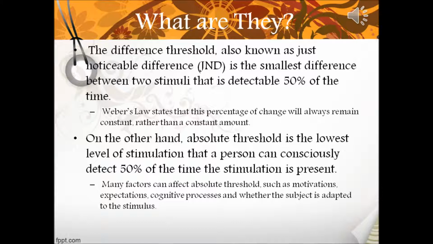Now what about absolute thresholds? These are the lowest level of stimulation that a person can consciously detect 50% of the time the stimulation is present. In addition to this, many factors can influence this, such as motivations, expectations, cognitive processes, and whether the subject is adapted to the stimulus or not. Some examples of absolute thresholds include 1 teaspoon of sugar being dropped into 2 gallons of water, or 1 drop of perfume spread throughout a 3-bedroom apartment.